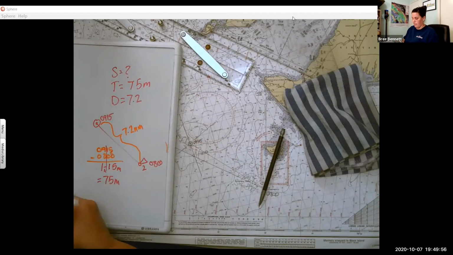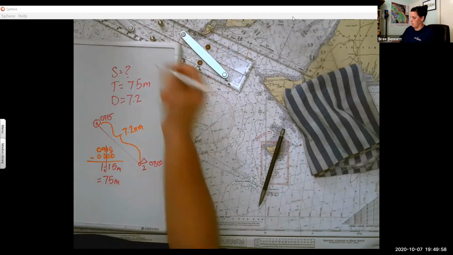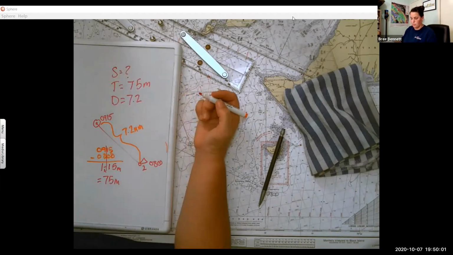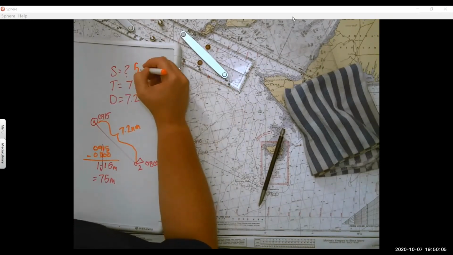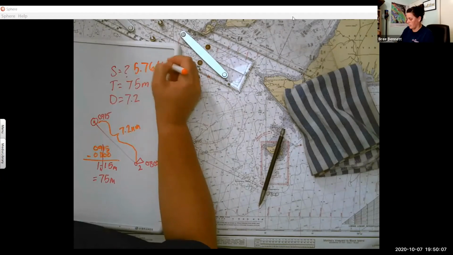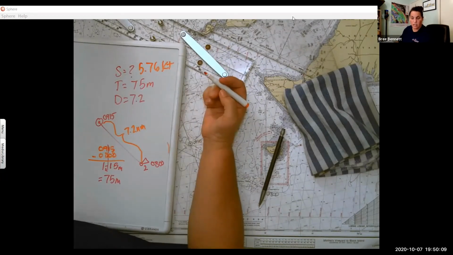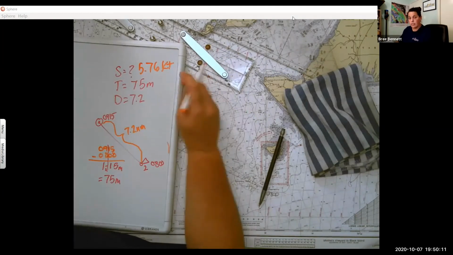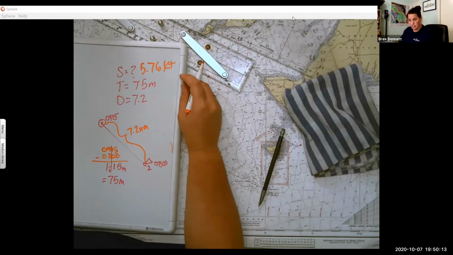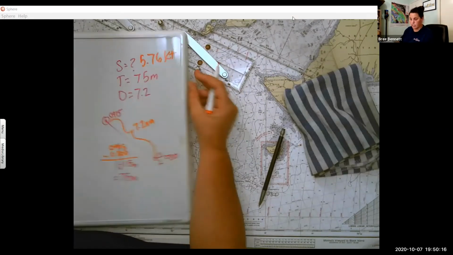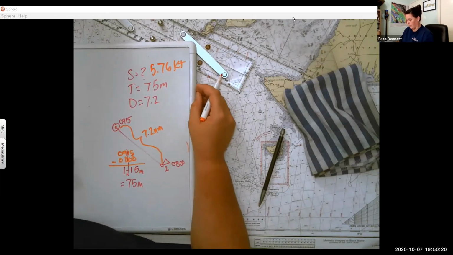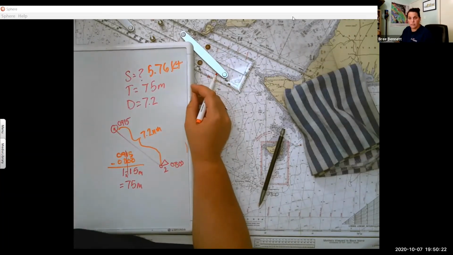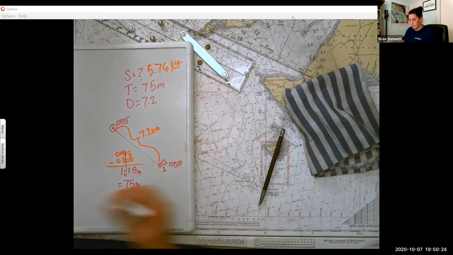So now I have my formula. And what do I get for speed? 5.76 knots. 5.76 knots, so about 5.8 knots. So I am going slower, right? I thought I was doing 6.3, but I'm doing 5.8. So maybe there's some sort of current or wind. I'm not making as much speed as I thought I was.